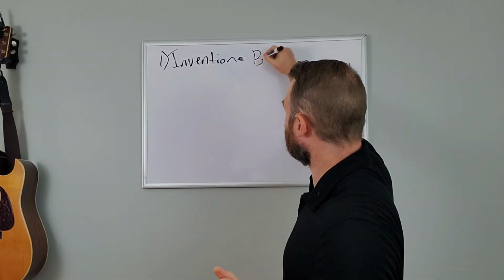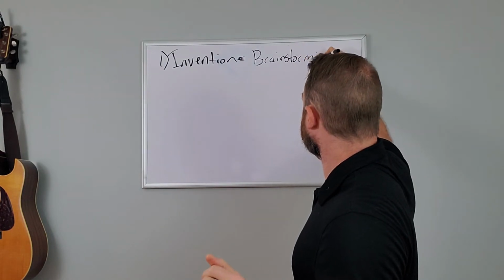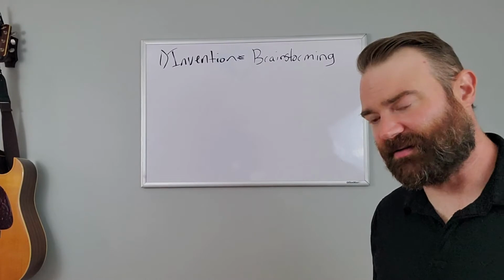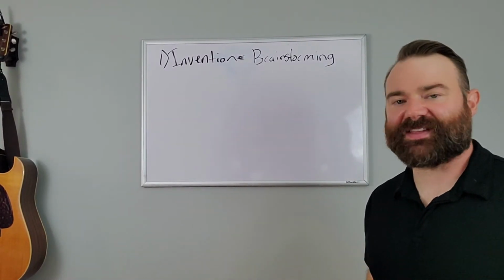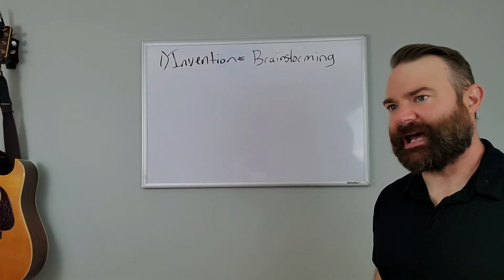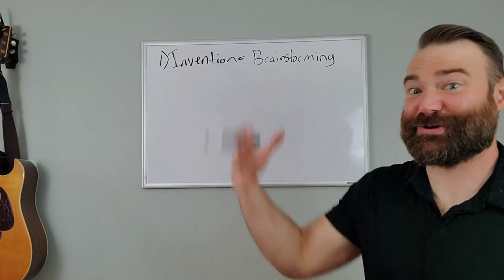One is brainstorming. With brainstorming, you're essentially making a list of ideas. You're making a list of possible things that you could talk about and possible things that you can say about those things.